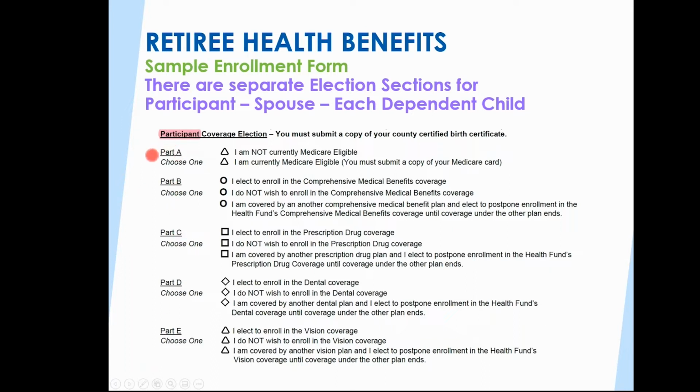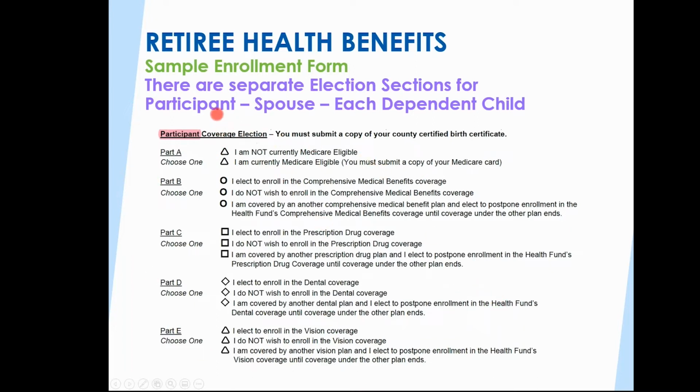In order for the spouse or dependent children to be covered under any one of these categories, the carpenter must enroll in that category, in the Blue Cross, in the prescription, in the dental, or in the vision. But there are separate elections on the election form. There's a separate section in the form.